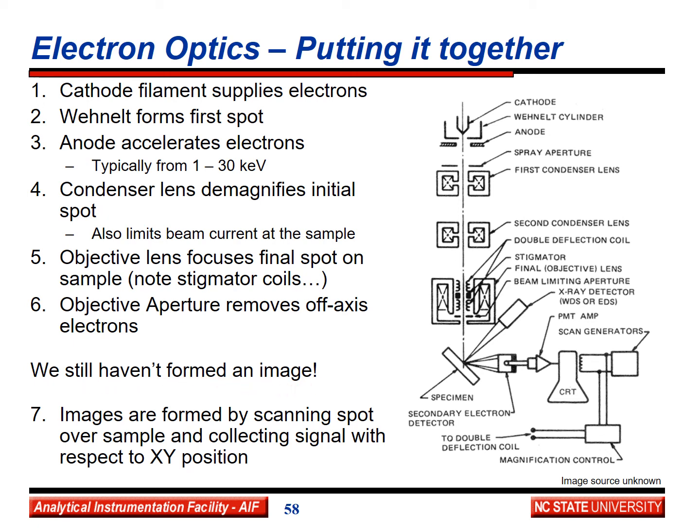We've made a small spot onto the sample, but in order to form an image, we have to put in a set of scanning coils and scan the spot over the sample and collect signal with respect to the XY position.